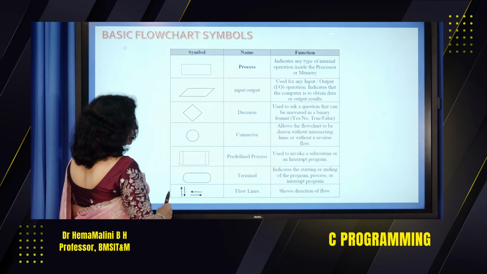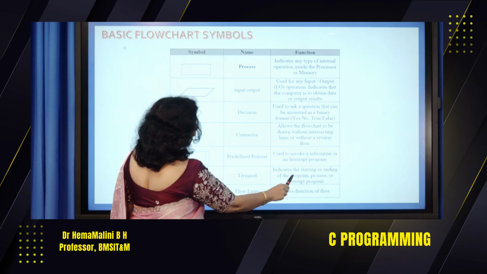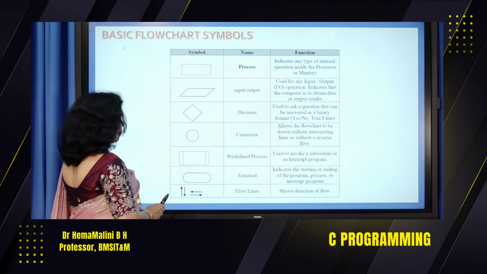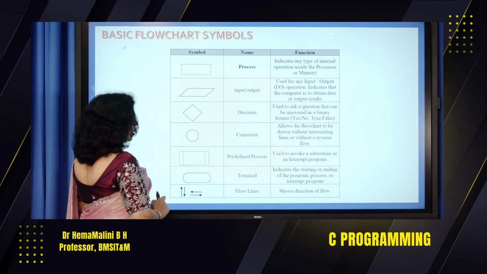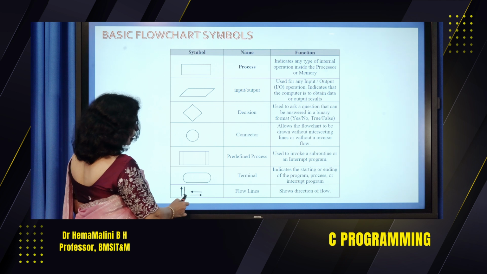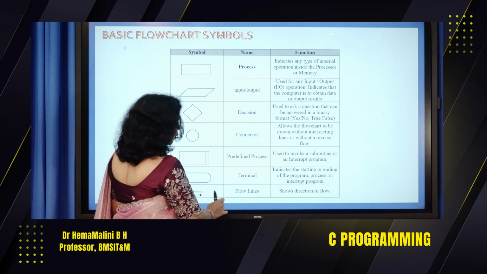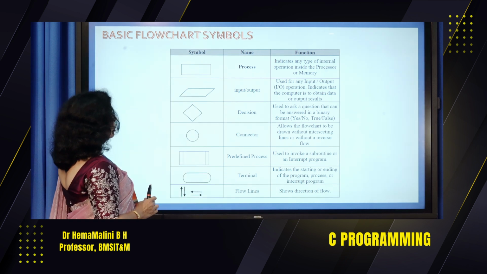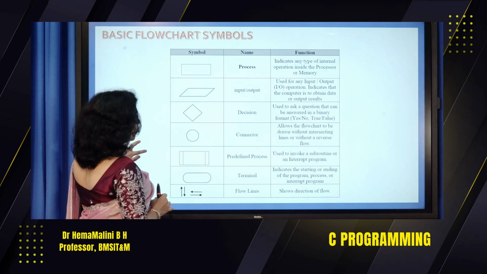And coming to this, it is a terminal, which indicates the starting or ending of the program or a process or interrupt program. So this oval-like shape is always used to indicate the start or stop of the flowchart. And these lines, the single-directed arrows, are called the flow lines. They show the direction of the flow. So these are the different symbols used in a flowchart.